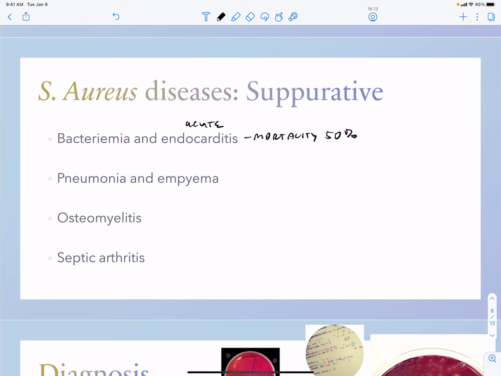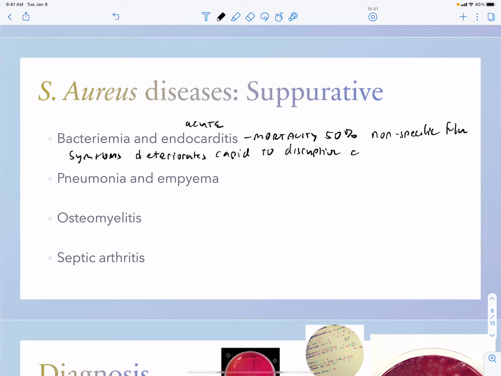You're going to have nonspecific flu symptoms. And then this is going to deteriorate really rapidly into a disruption of cardiac output. And you get a peripheral septic embolism.